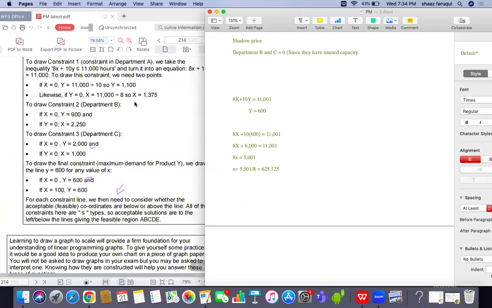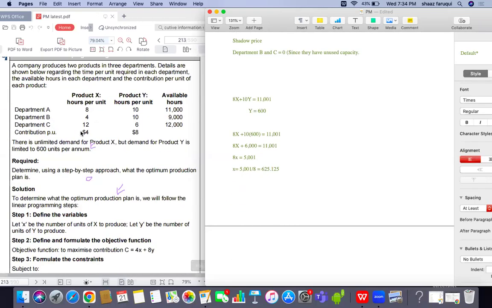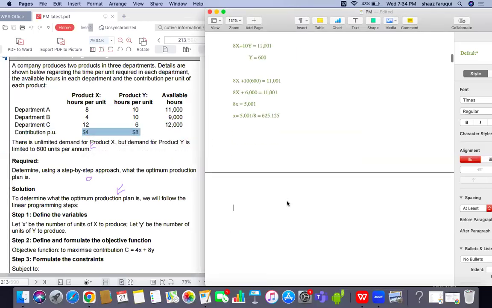What is the contribution line? Contribution line is 4x plus 8y. Last time you got a total contribution of 7,300. You remember? Before, the total contribution was 7,300, the original total contribution. But now, because of the shadow price, because of getting one extra unit in department A, what is happening to the total contribution?